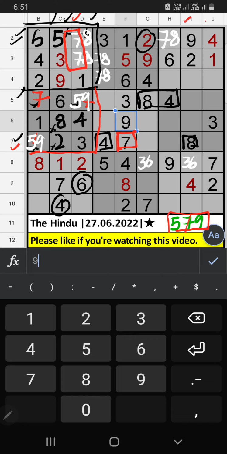Column I, column J, we have 2. So 2 can't come in these cells. Then 2 is confirmed here. Column J, we have 1. So 1 can't come in the cell. Then 1 is confirmed here. Fifth row, 2 numbers are remaining, 5 and 9. It will come in one of the 2 cells. We will confirm later.